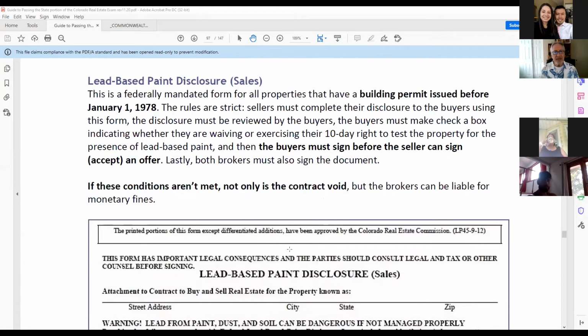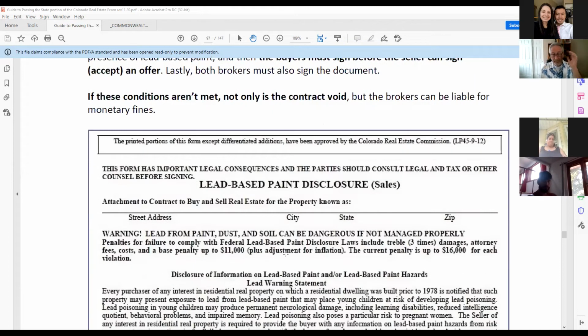Okay, here's your lead-based paint disclosure. We can always just remember this. Cement this in your brain for your practice from this point on. You're going to need to know this and be careful of this. If a property was permitted, not built, permitted, prior to January 1st, 1978, then you got to have this lead-based paint disclosure. Okay, and everybody's got to sign this. If it's not signed, then the contract is void. All the conditions are not met, contract is void.